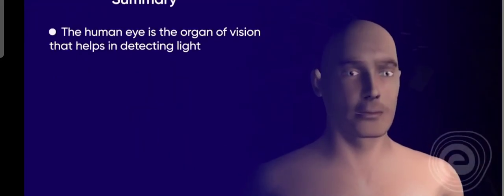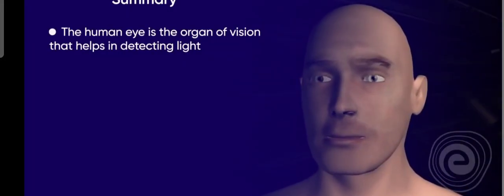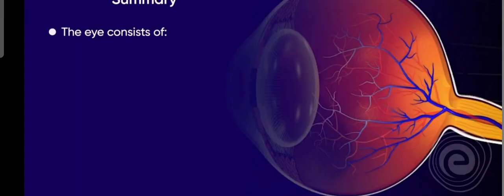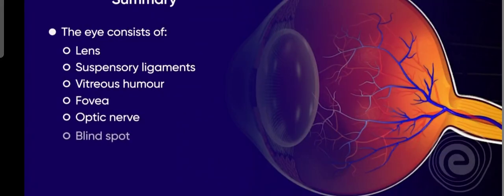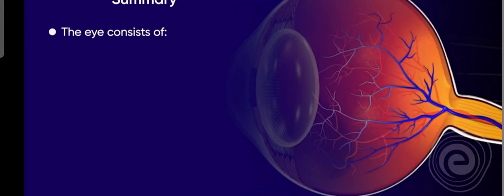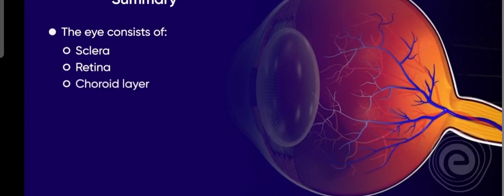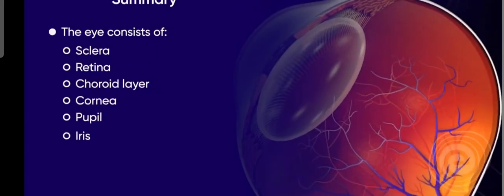Let's summarize. In humans, the eye is the organ of vision that helps in detecting light. The eye has a lens, suspensory ligaments, vitreous humor, fovea, optic nerve, blind spot, retinal blood vessels, and ciliary muscles. The eye also has a sclera, retina, choroid layer, cornea, pupil, and iris.